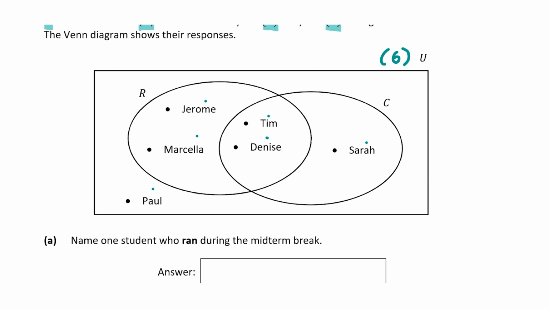So let's have a look at the set of students who ran. So in the R circle, there is Jerome, Tim, Marcella, or Denise. Now we can see that Tim and Denise also cycled, but that doesn't take away from the fact that they ran. So any of these 4 students is the correct answer to question A. So I'm going to write down Tim, just because it's the easiest to write out. And for this question, for writing down any of the 4 names in the R set, you're going to get a total of 5 marks.